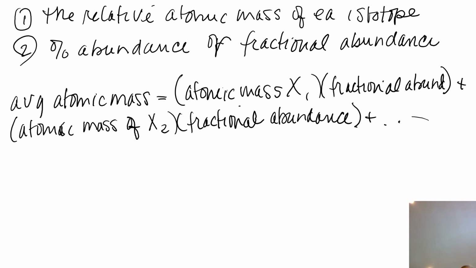So we're going to use mass spec data to calculate the average atomic mass of neon. And we just saw that neon has 3 isotopes.